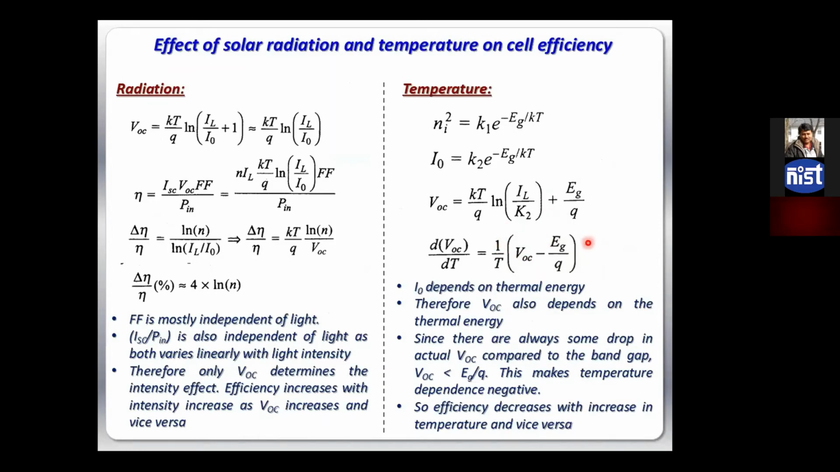That means with increasing temperature, my VOC has to be going down, decreasing for any material. You take any material, if you are talking about a p-n junction, VOC will have some losses compared to the ideal band gap condition, and therefore dVOC/dT, that is the temperature variation of VOC, will become negative, right? So suppose the room temperature is 30 degrees centigrade and outside temperature is 40 or 50 degrees centigrade in summer.